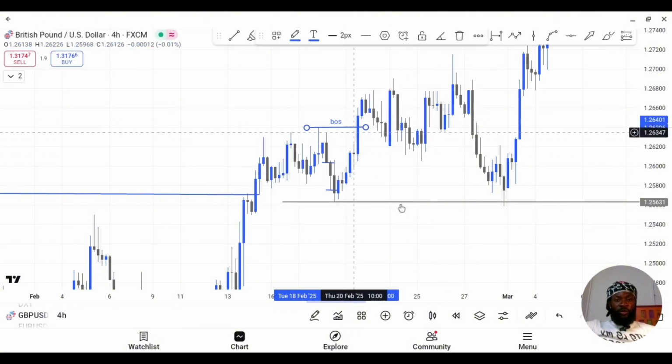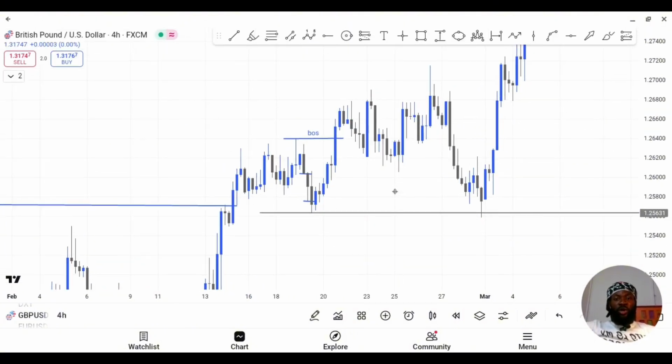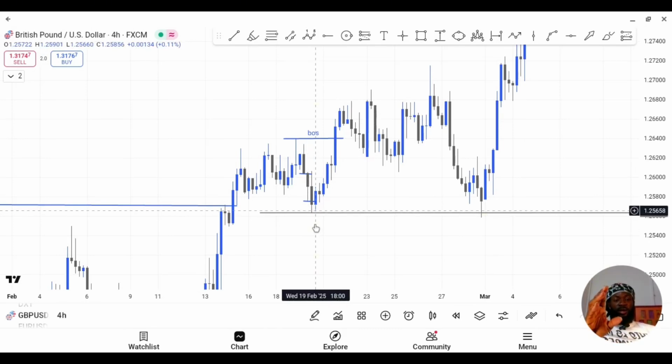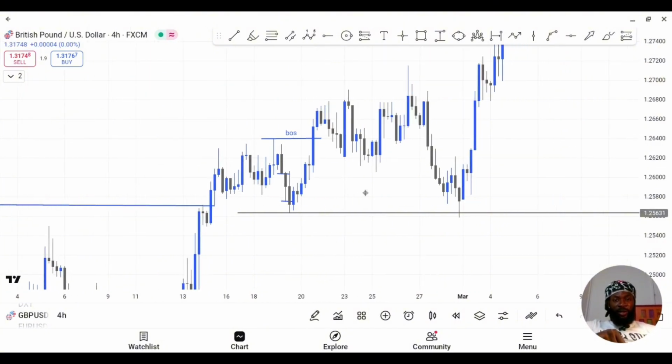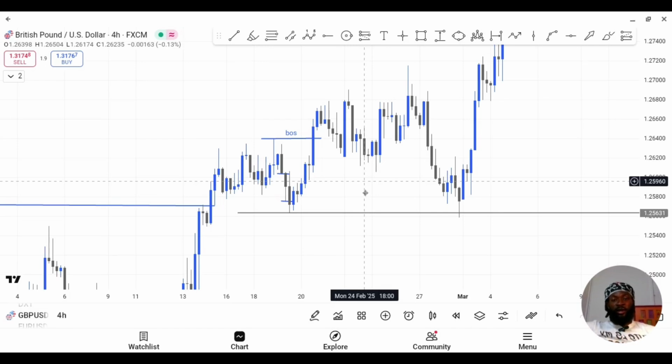We have our break of structure right here now. So where is our protected low? This lower high here is now our protected low. Now how do we find our higher high?